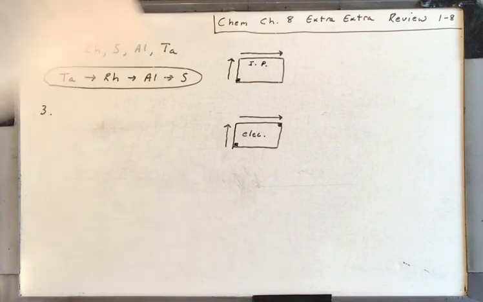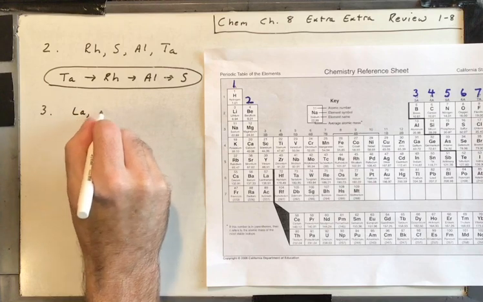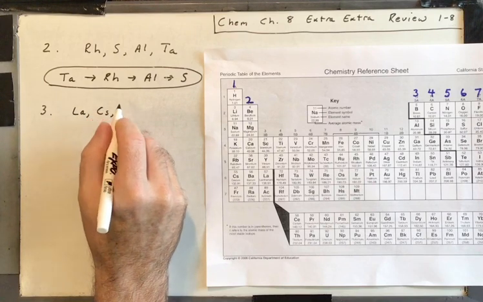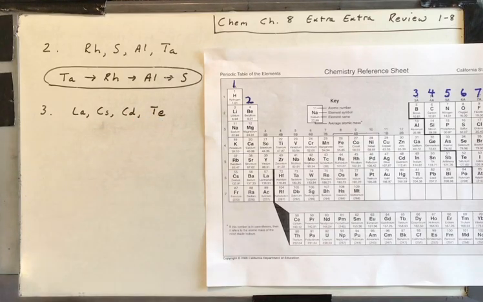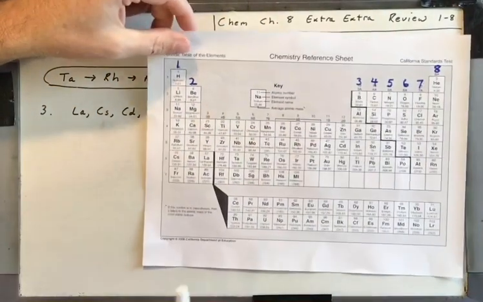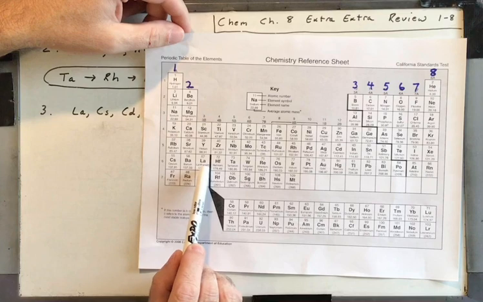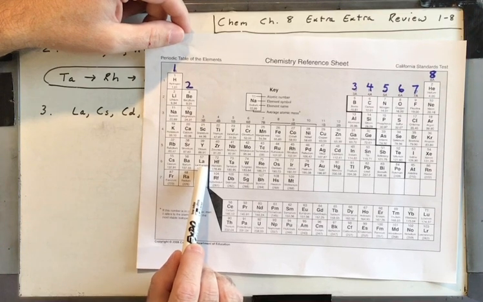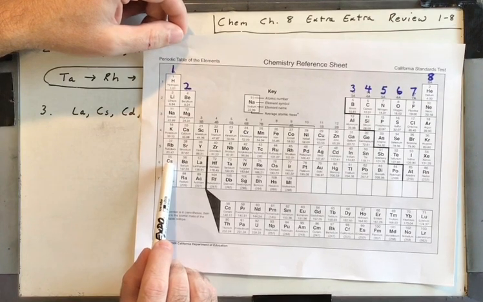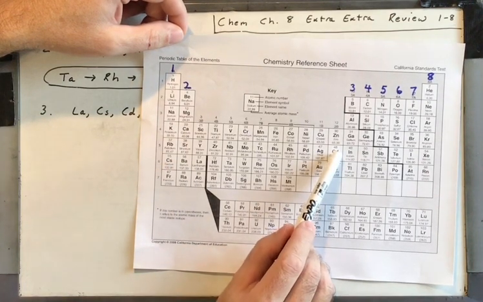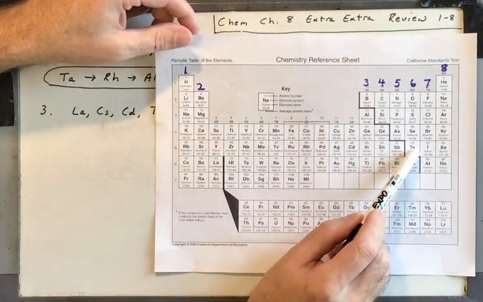Okay, so our elements that we're looking at are lanthanum, cesium, cadmium, and tellurium. Okay, so let's find those. So lanthanum, goodness, well, that's down here. So it's going to have a low electronegativity. Cesium, way over here, also very low. Cadmium is over here. So we're increasing in electronegativity with cadmium. And then tellurium, even more electronegativity.